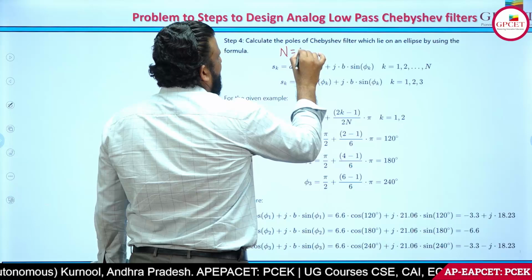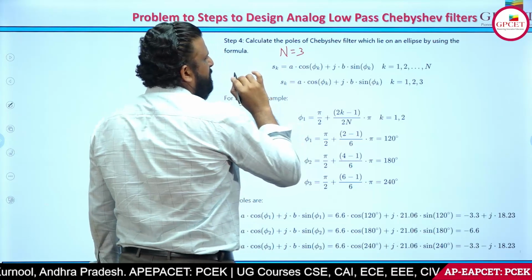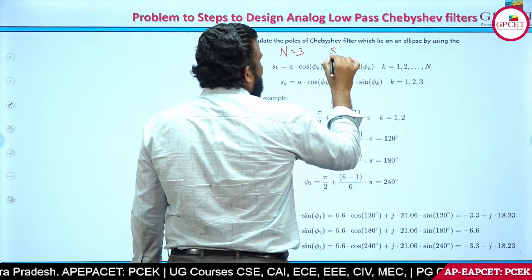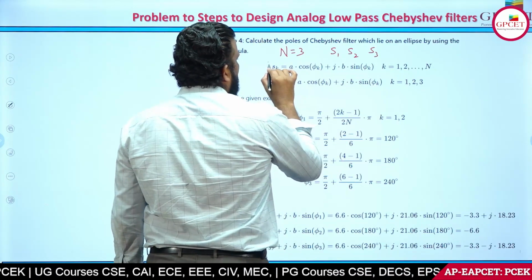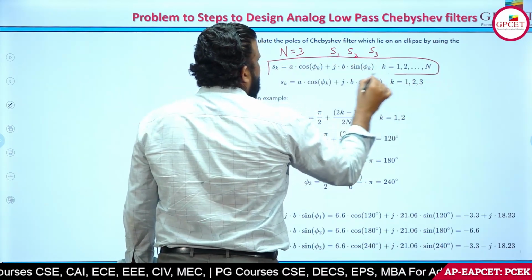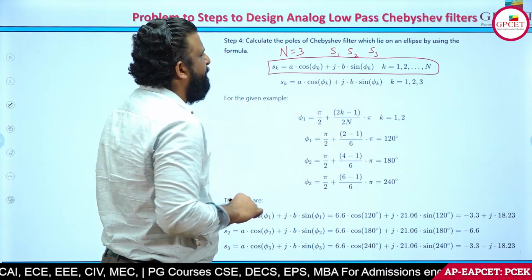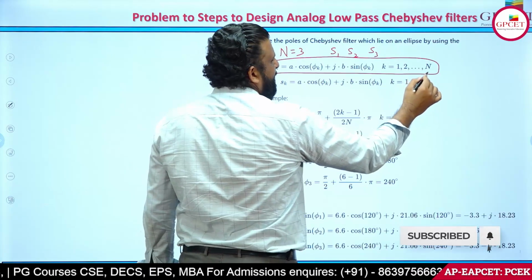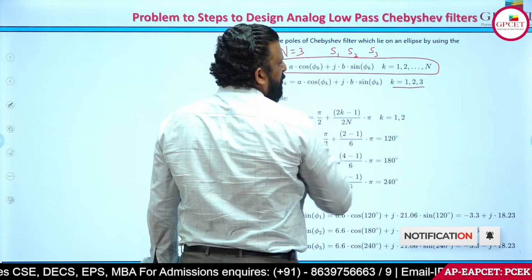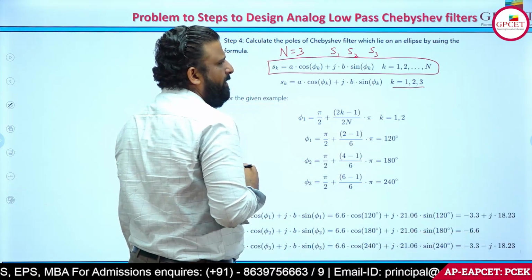Depending upon the value of n equal to 3, we have to find out the values. How many poles? 3 poles, that is S1, S2 and S3. So see, this is the formula. We know that Sk is equal to A cos phi k plus jB sin phi k, where k is equal to 1 to capital N, and we know the value of capital N. So k is equal to 1, 2, 3.